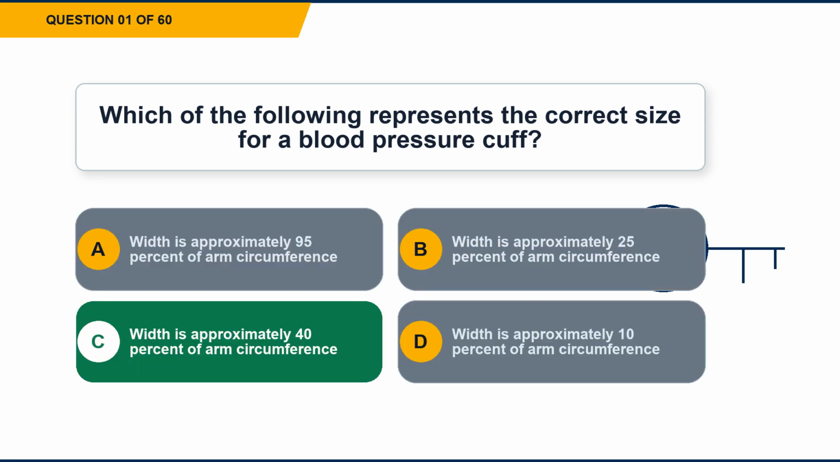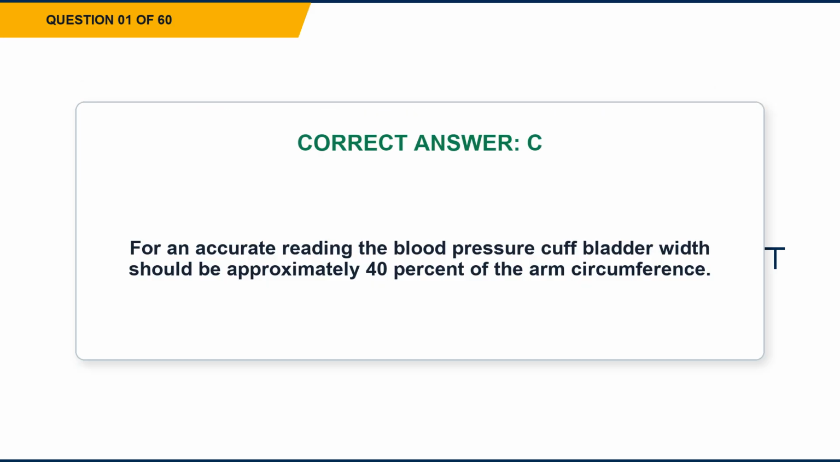The correct answer is option C. Width is approximately 40% of arm circumference. Explanation. For an accurate reading, the blood pressure cuff bladder width should be approximately 40% of the arm circumference.